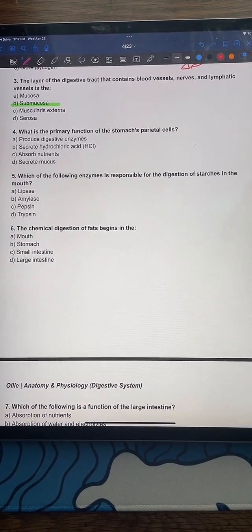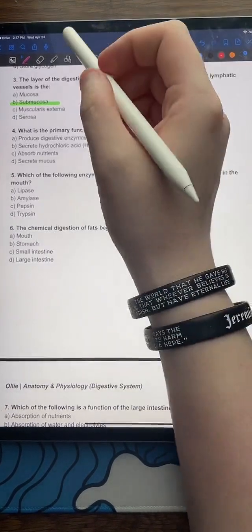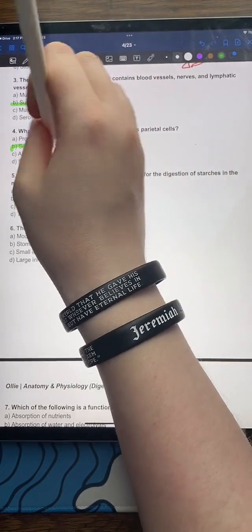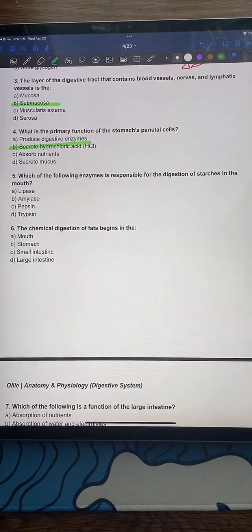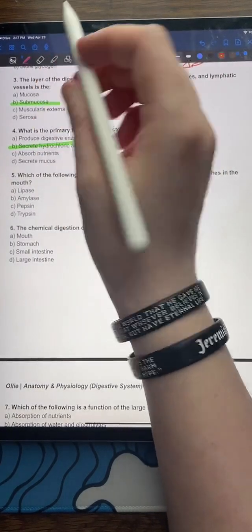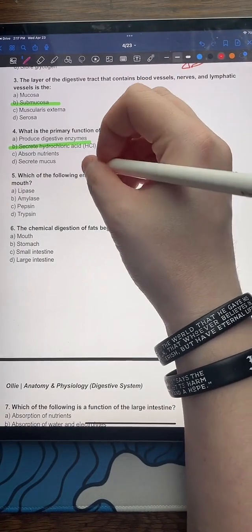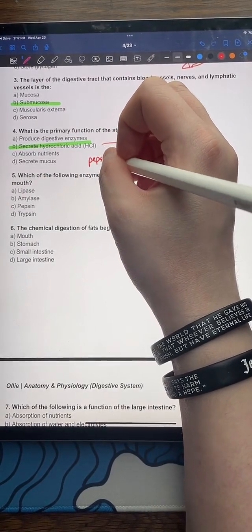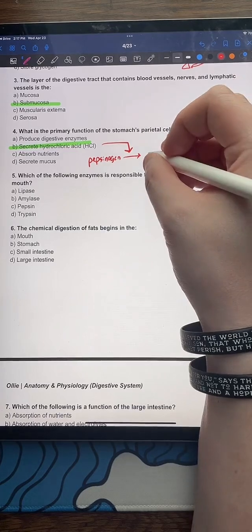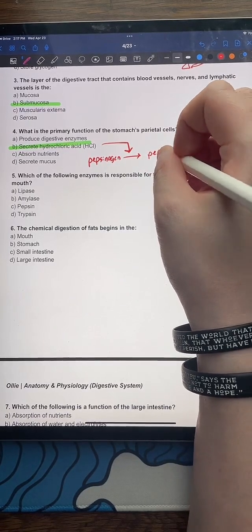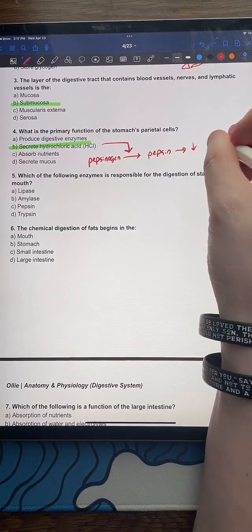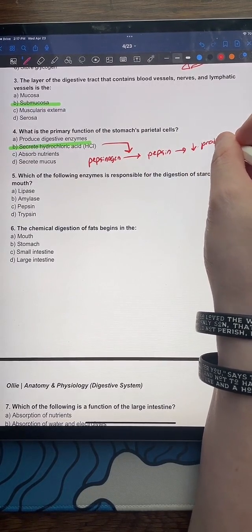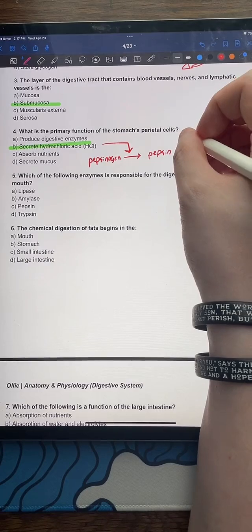Number 4, what is the primary function of the stomach's parietal cells? The answer is B. It is to secrete hydrochloric acid, HCl. Parietal cells line the stomach and they secrete HCl, which is going to help break down food. And hydrochloric acid is what is going to take pepsinogen and activate it into pepsin, which is going to break down our proteins.